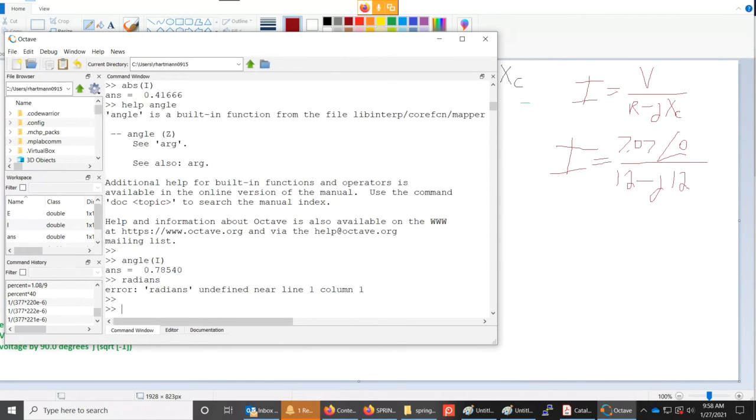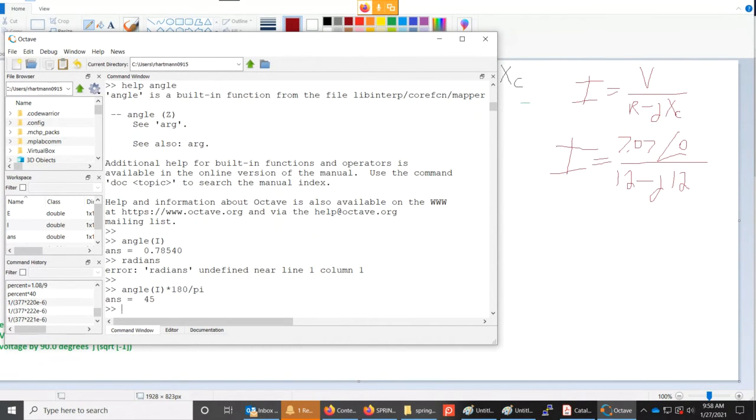And so what we have to do is convert it to degrees. So remember, to convert it to degrees, you multiply times 180 degrees divided by pi. And that gives us an angle of 45 degrees.